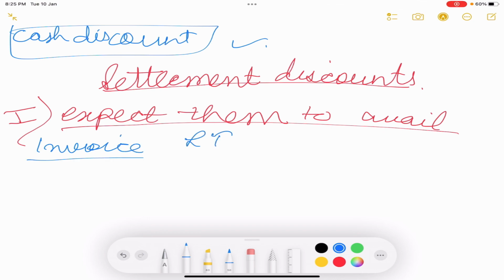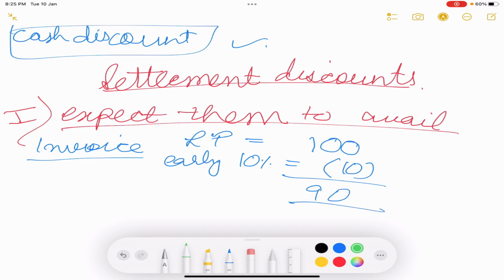The list price is going to be, let's say, 100, and if I have an early settlement discount which is 10%, my invoice will have the 90. Why is my invoice going to be showing the value 90? My invoice will have a value of 90 because we had expected them to avail.